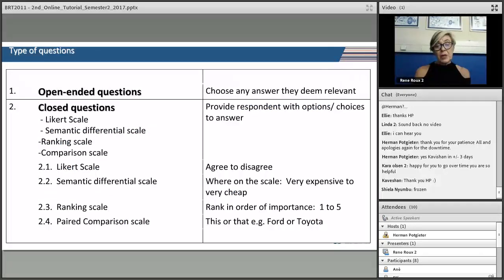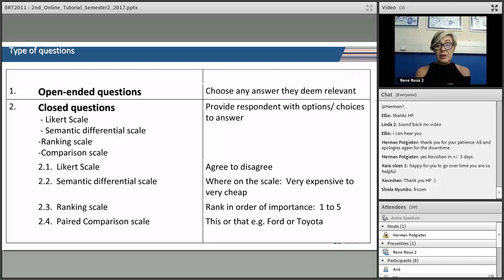Now, there are two types of questions, open-ended and closed. Open-ended is they can give you any answer that they deem relevant. You don't give them choices. With closed questions, you'll give them options or choices, and they must answer one of those.